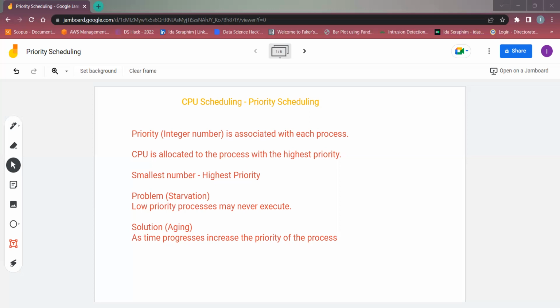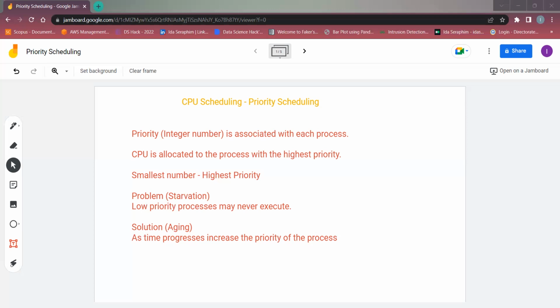The main disadvantage of priority scheduling is that sometimes it leads a particular process to starve. In this case, a lower priority process may never execute at all. Whenever a lower priority process tries to execute, and in the meanwhile a higher priority process comes in, the CPU will just throw away the lower priority process and give preference to the highest priority process. So sometimes a process may never execute at all. That problem we call starvation.